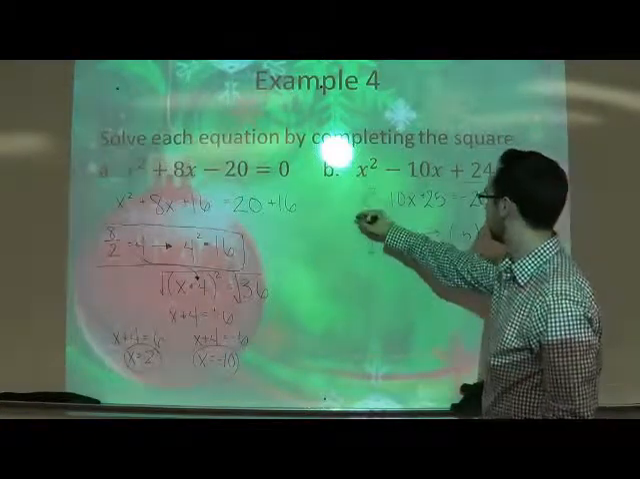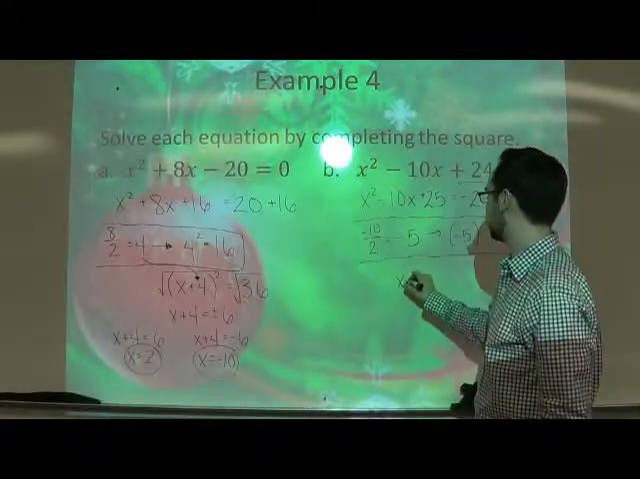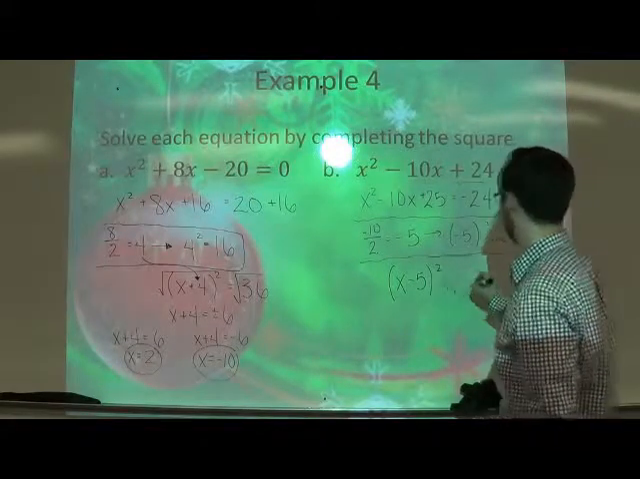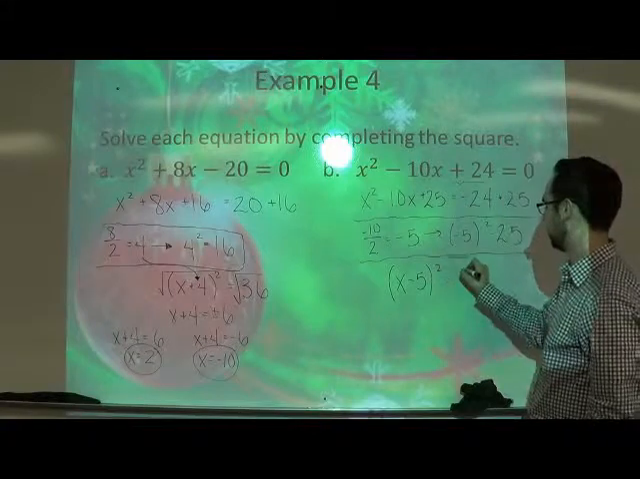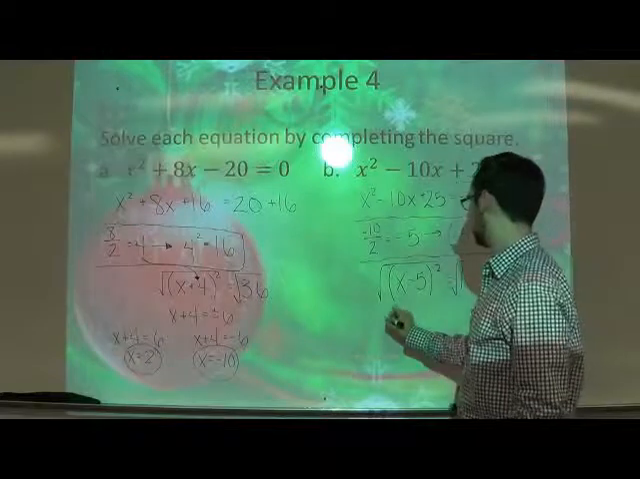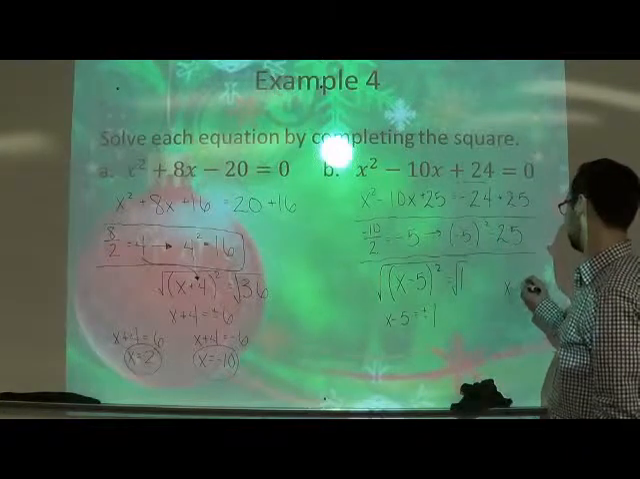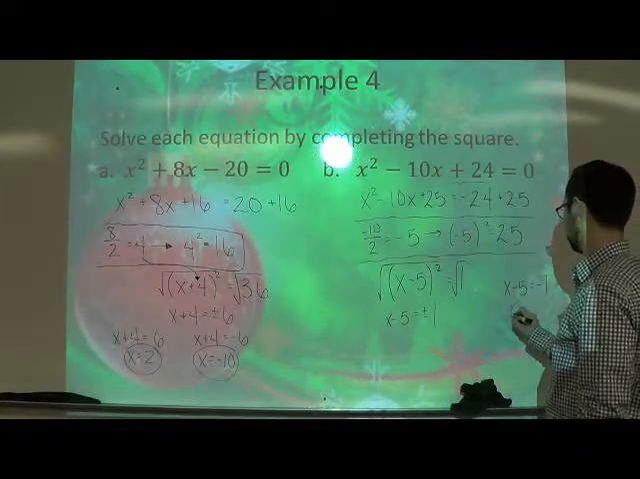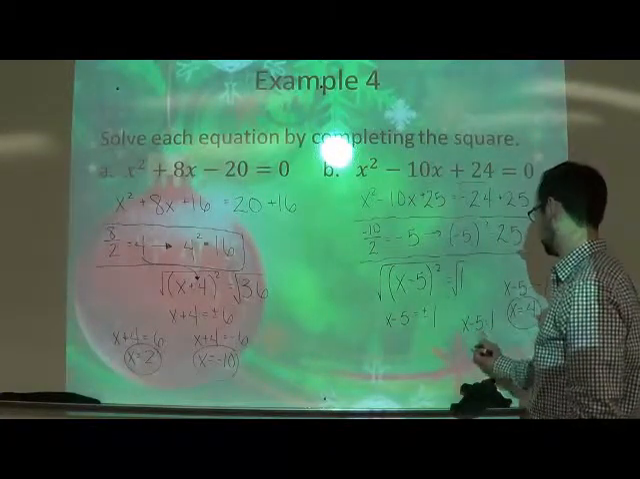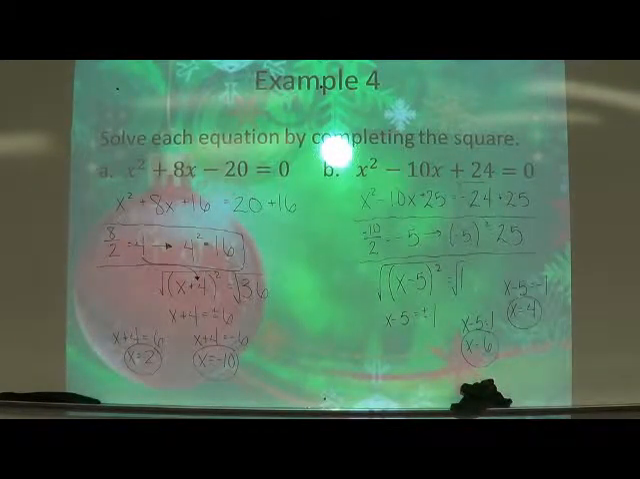So when I complete the square, now when I come down here, I'm going to have x minus 5 squared is equal to negative 24 plus 25, which is 1. Square root of both sides. We get x minus 5 is equal to plus or minus 1. So I have x minus 5 is equal to a negative 1. So x is equal to 4. Or x minus 5 is equal to 1. x is equal to 6. And those are our two answers for that problem.